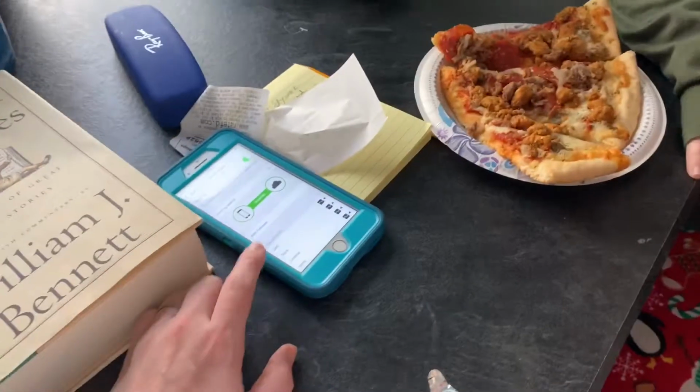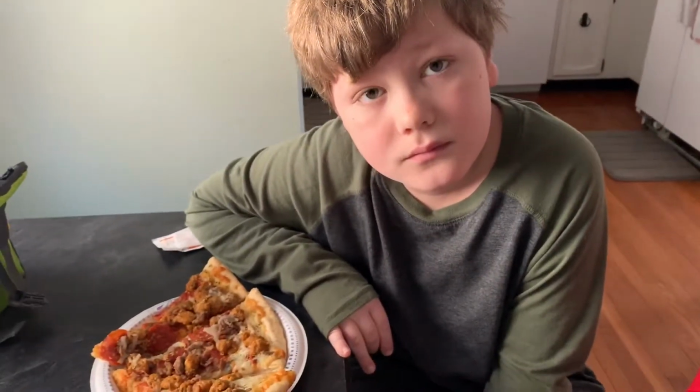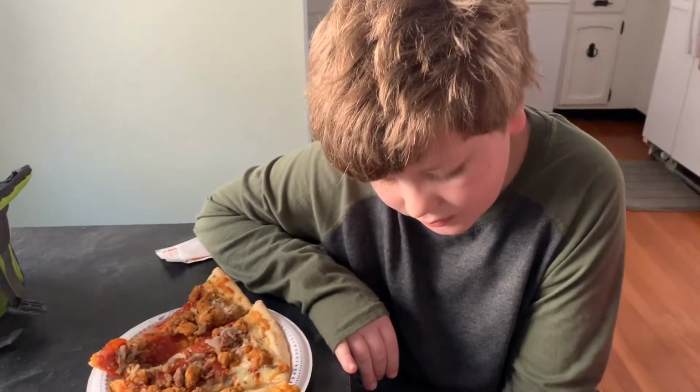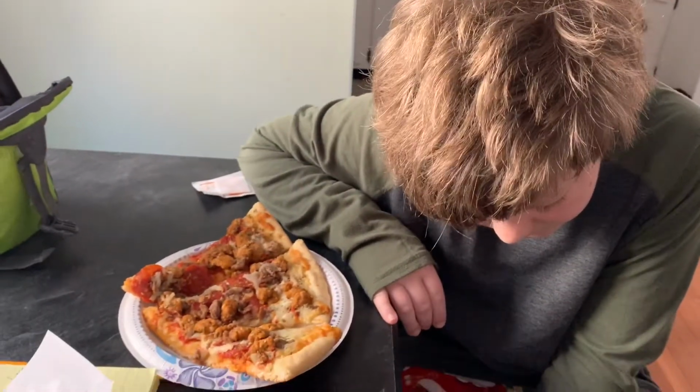If it drops below what? At least 80. If it drops below 80, what happens? We eat a 15 carb snack.